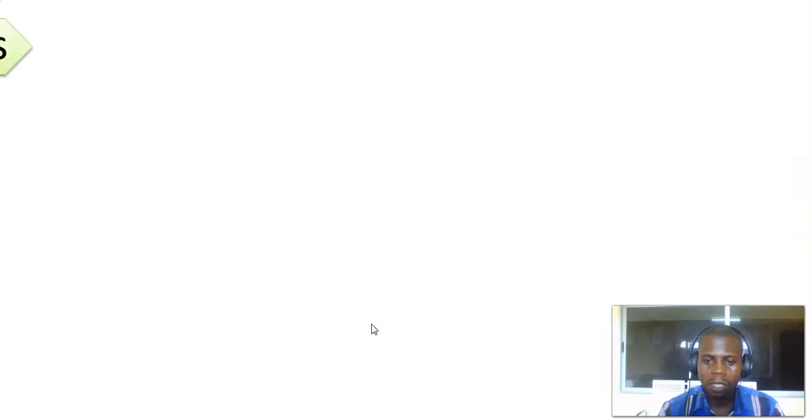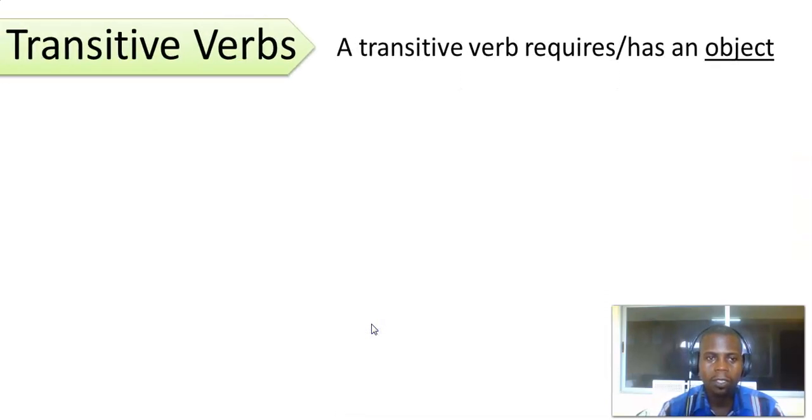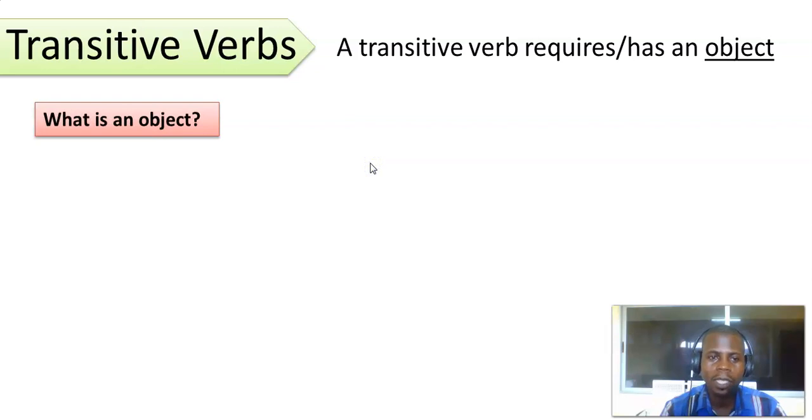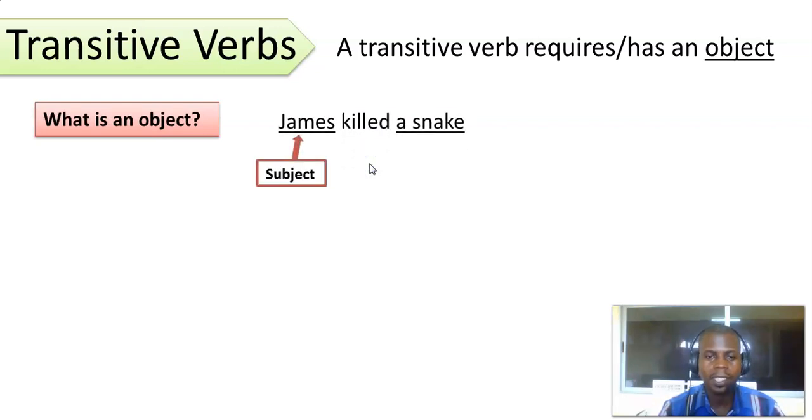The first thing we need to look at is what transitive verbs mean. A transitive verb requires an object. Or you could say a transitive verb is a verb that has an object. If you wonder what an object is, I'm going to quickly show you in this example.